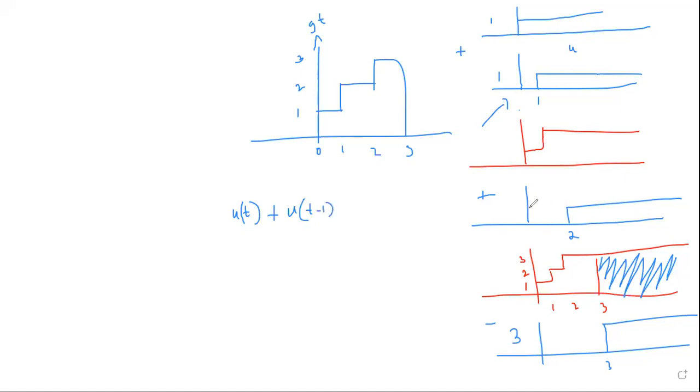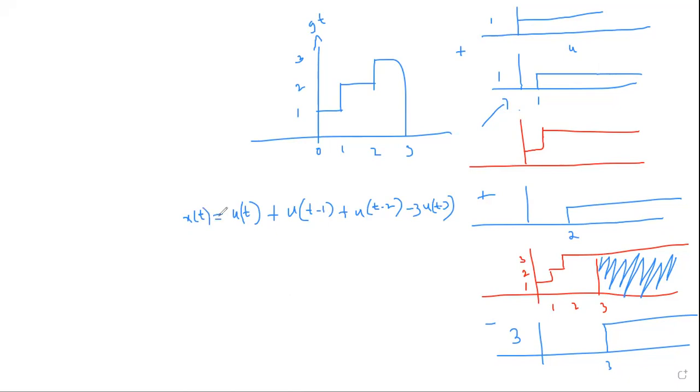What about this one? u of t minus 2. Finally, minus 3 into, I needed a height of 3, right? 3 into u of t minus 3. Okay. Now we can see this x of t has now been represented in terms of u of t.